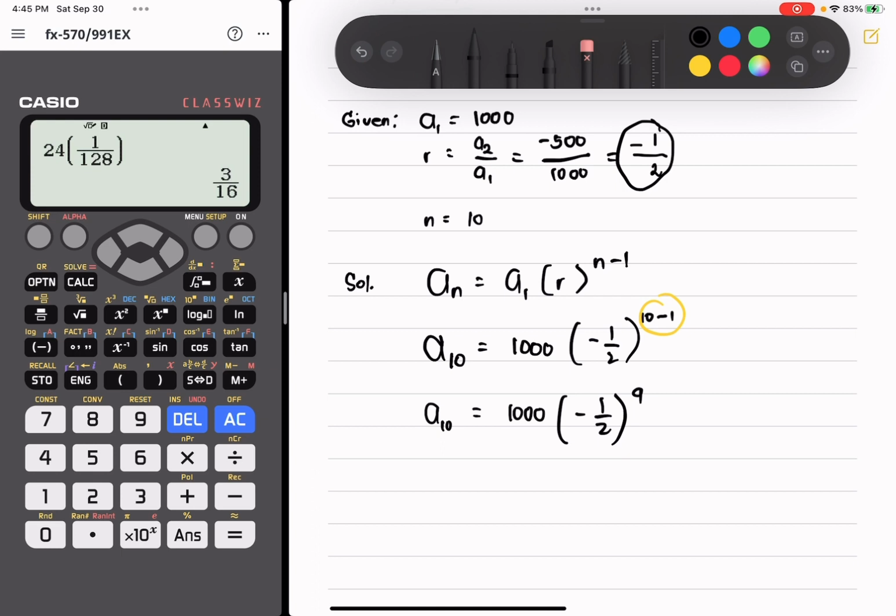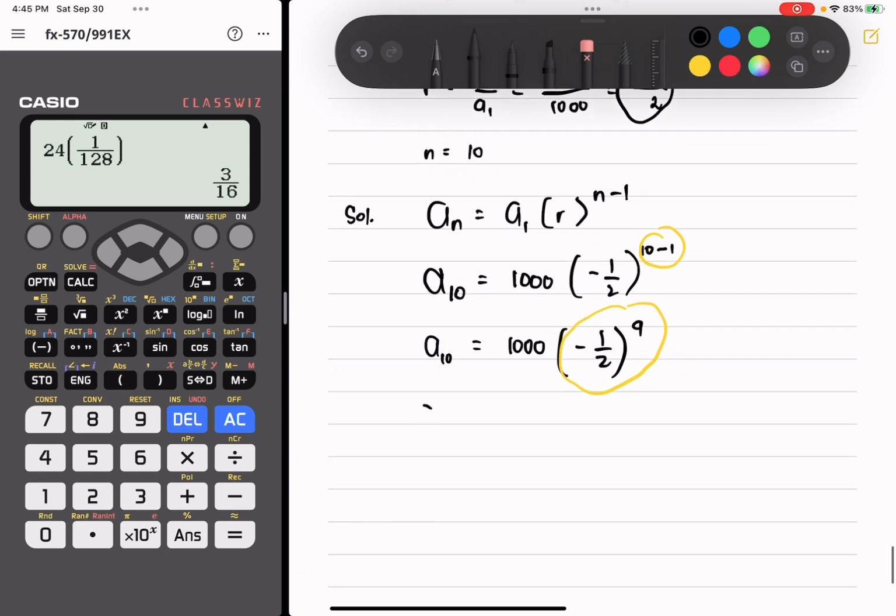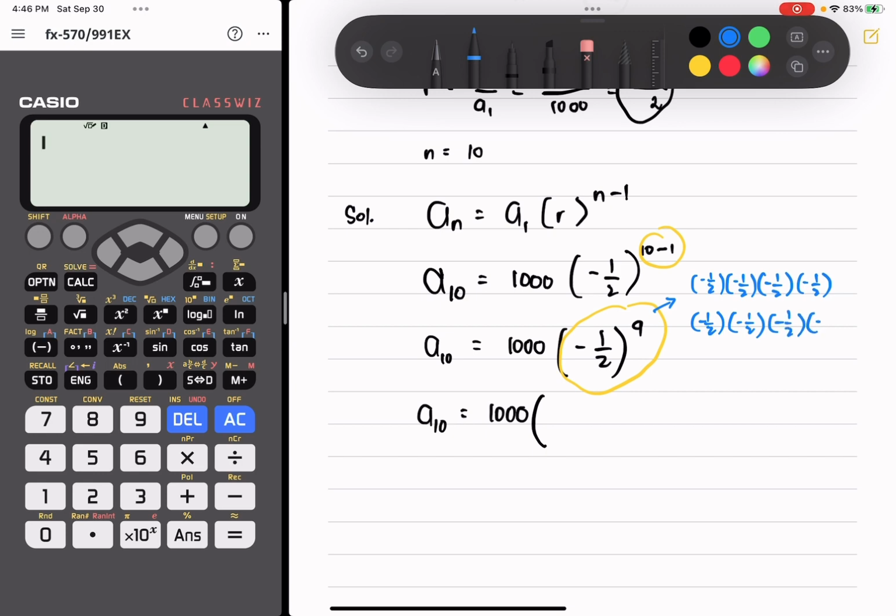Okay? Then afterwards, dito muna tayo sa exponent, bago nyo i-multiply sa 1,000. So that is a sub 10 equals 1,000 times negative 1/2. Ibig sabihin nun, 9 na negative 1/2. Pagkita natin yon, negative 1/2, let's use other color, blue na lang. Negative 1/2 times negative 1/2 times negative 1/2 times negative 1/2. 4 na yan. 5, 6, 7, 8, then 9.